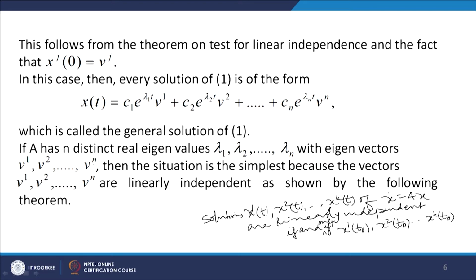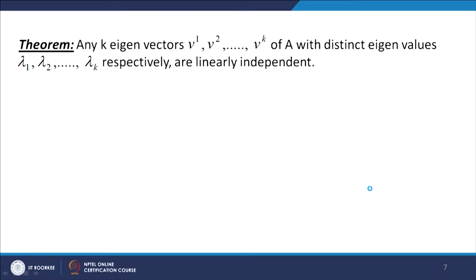Now, if A has n distinct real eigenvalues lambda 1, lambda 2, lambda n with eigenvectors B1, B2, Bn, then the situation is the simplest, because the eigenvectors B1, B2, Bn are linearly independent as shown by the following theorem. Any k eigenvectors B1, B2, Bk of A with distinct eigenvalues lambda 1, lambda 2 and so on lambda k respectively are linearly independent. Let us prove this theorem. We shall prove this theorem by induction on k.